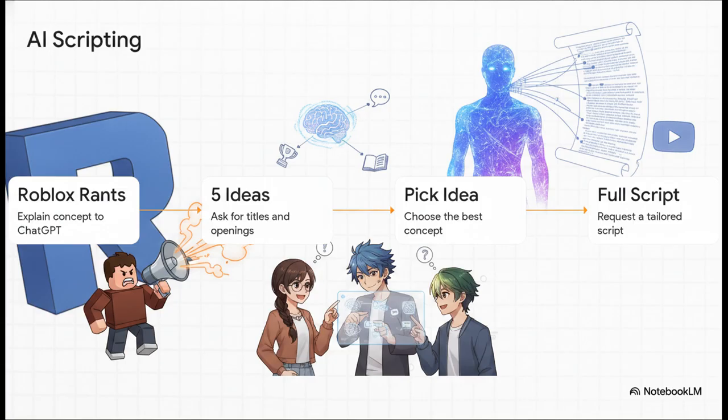Second, you ask the AI for 5 video ideas, specifically requesting a catchy title, a short explanation of the video, and a strong opening line. That's your hook. Third, you review those 5 ideas and pick the best one. Finally, you tell ChatGPT to write a full script based on that single winning idea.